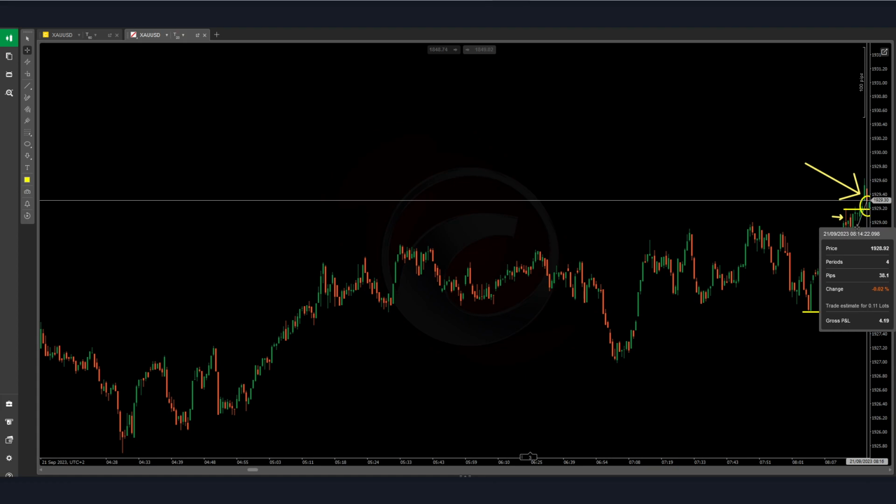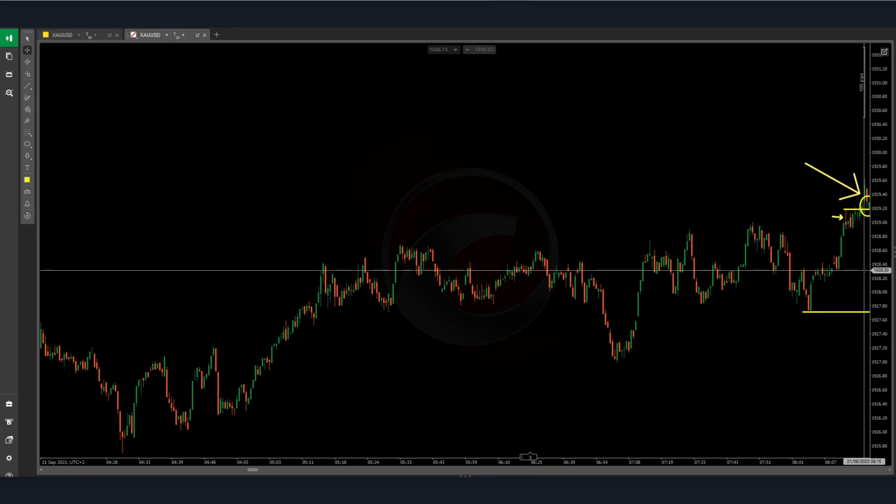Now remember that we start with a 10 pip stop loss, even though during this low volume time we might even switch a little bit, because gold has a bit of a spread, especially during not high volume time. Anyway, the initial stop loss of 10 pips would be over here. And we're going to see now if we can have a 15-20 pip win, especially based on the price action.